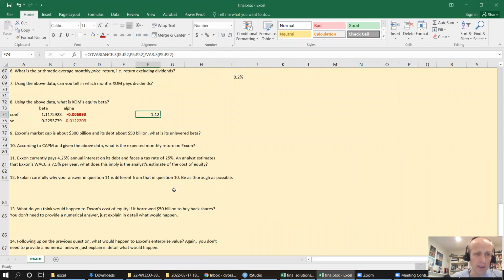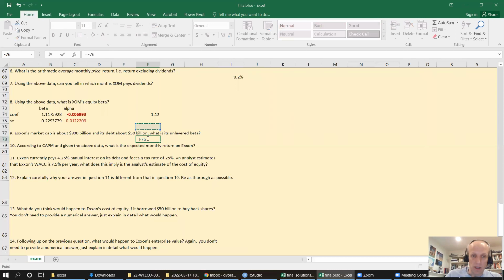Exxon's market cap is about 300 billion, and its debt is about 50 billion. What is its unlevered beta? It's just the levered beta multiplied by the share of the market value of equity in the sum of the market value of equity and the market value of debt, which is 0.96. So its unlevered beta is somewhat lower.